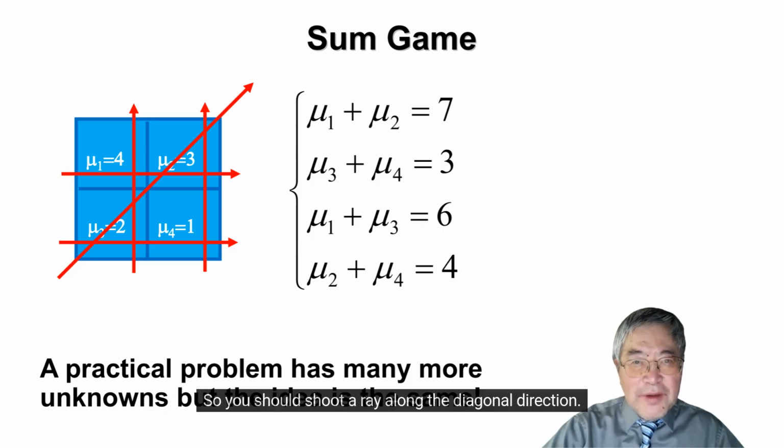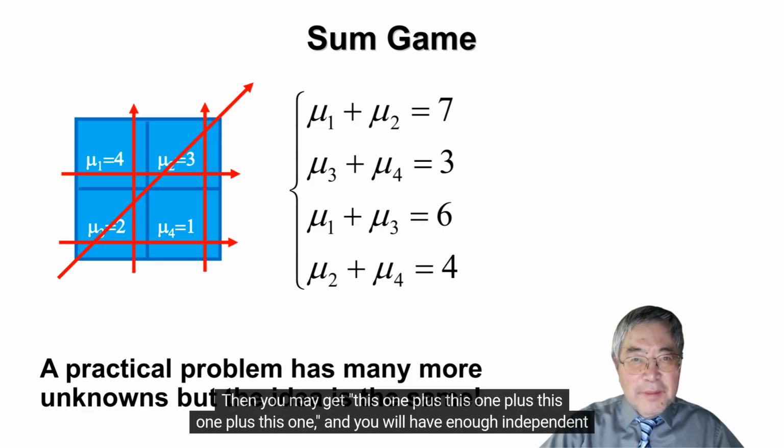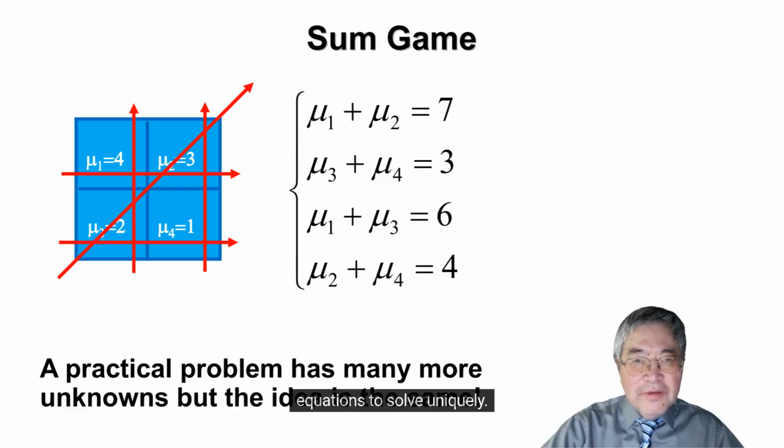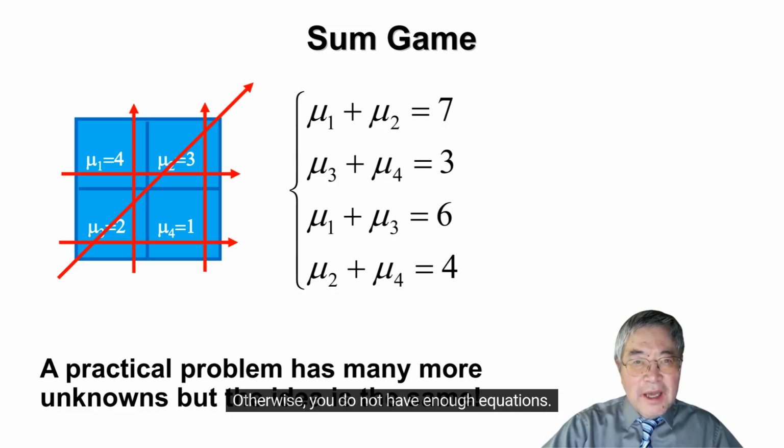So you should shoot a ray along the diagonal direction. Then you may get this one plus this one plus this one plus this one, and you will have enough independent equations to solve uniquely. Anyway, remember, number of equations equals number of unknowns is under the assumption that all equations are independent. Otherwise, you do not have enough equations.